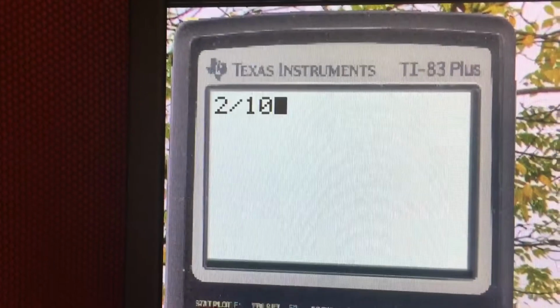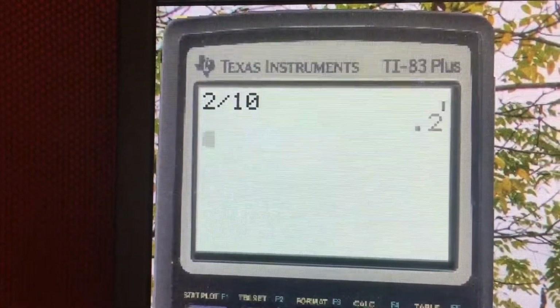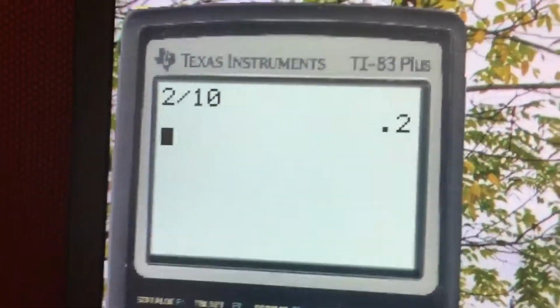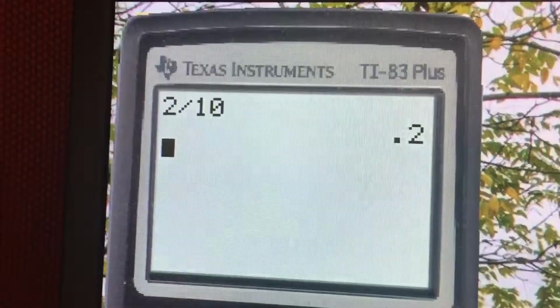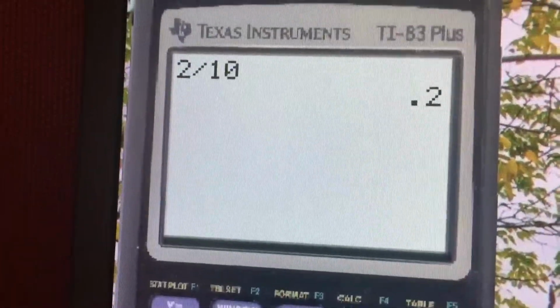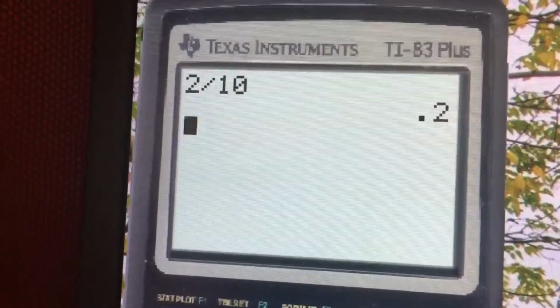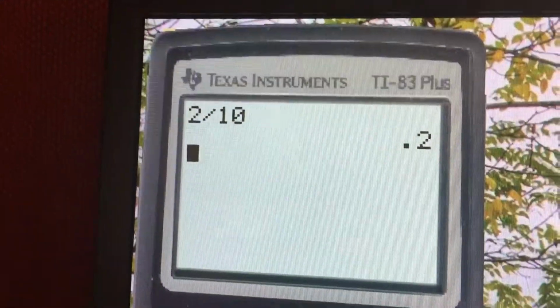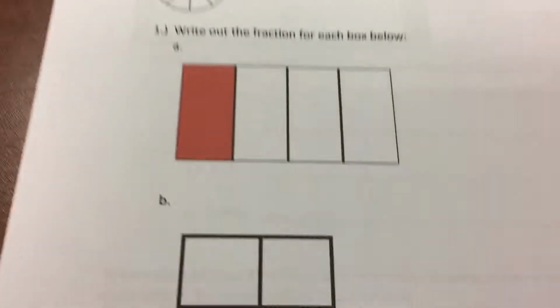So if you notice on the TI calculator, 2/10, if I push enter, notice I have 0.2. That is 2/10. One place after the decimal is the tenths place. So in these sections, you're going to be writing out the fractions.